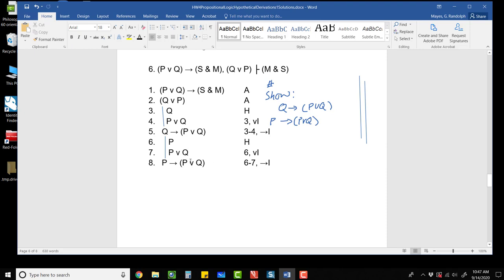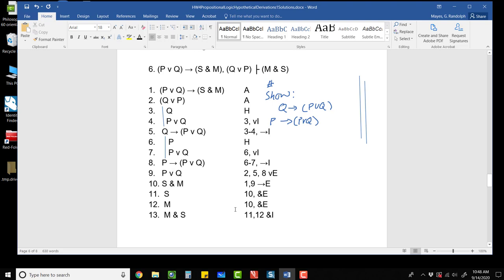Now you have both conditionals, so you get to assert P or Q by disjunction elimination, and that allows you to get S and M by conditional elimination on 1, 9. And now it's just a matter of taking these apart and putting them back together, which is just a little bit of tedium, but very easy.